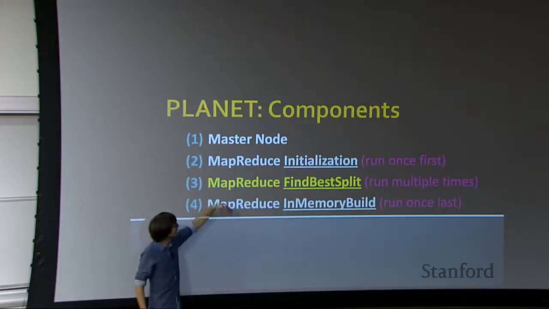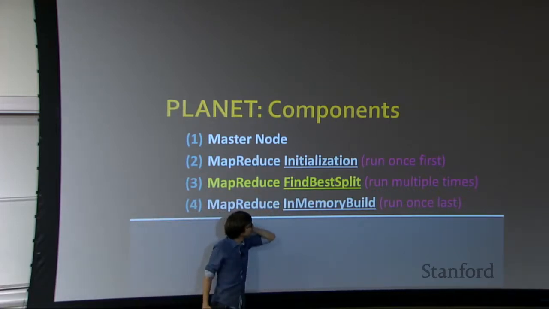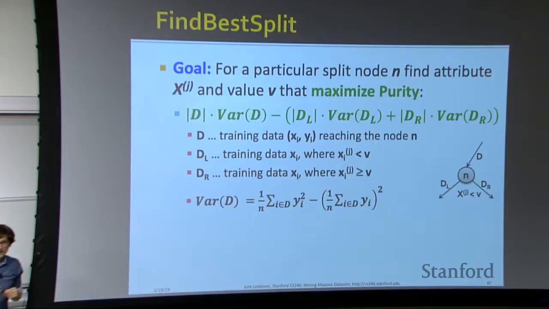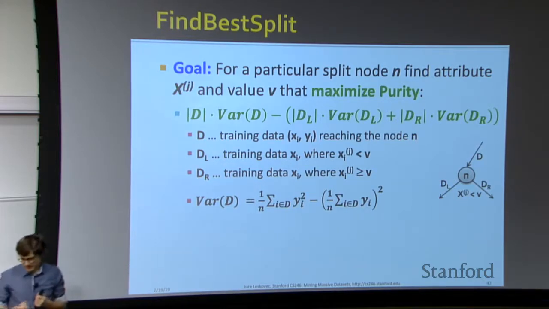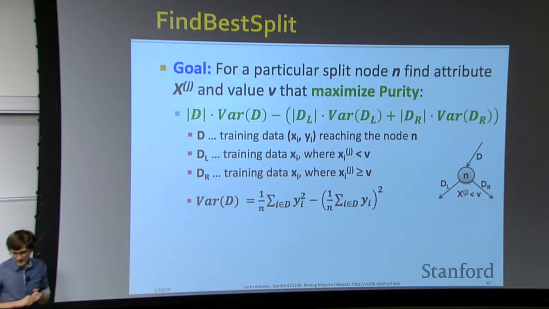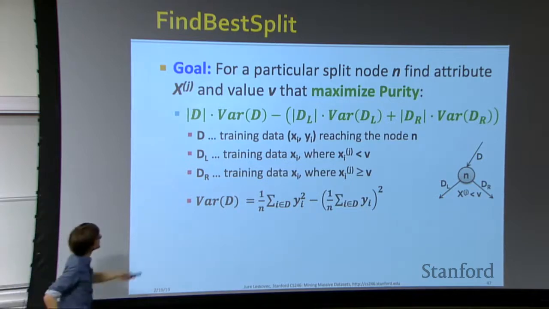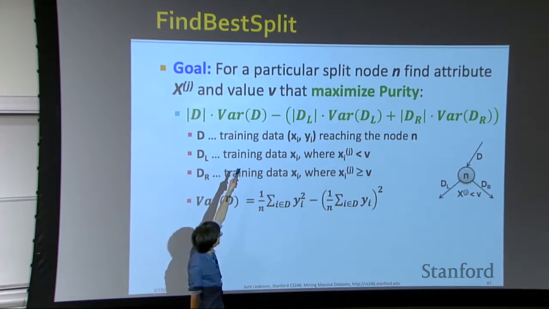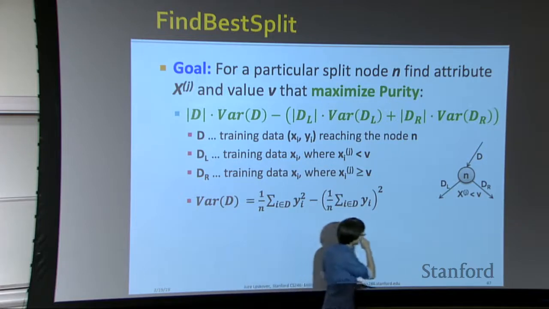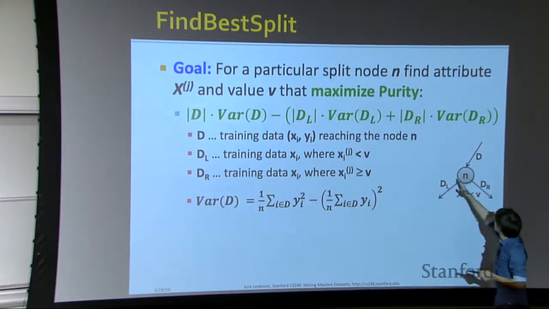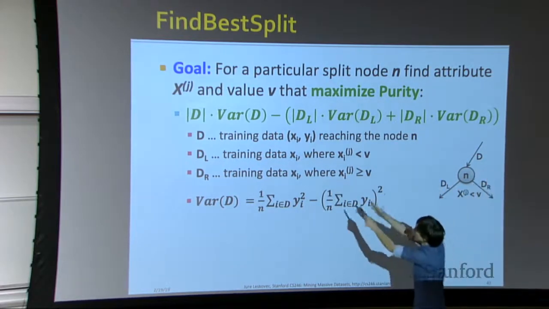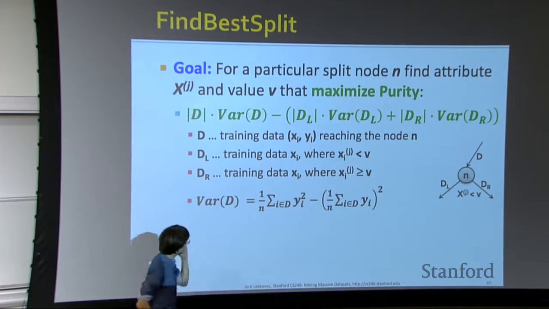Great. Now, number three, which is find best split. This is the procedure we'll run multiple times to generate one level of the tree, right? And here is the idea. We are given a particular split candidate for a given node, and we want to find out which split candidate maximizes purity. We defined this purity before, right? We said this is the variance in y of the data coming into the node, like I have pictured here. After we apply this particular candidate split, some data goes to the left, some data goes to the right. There is the amount of variance on the left, the amount of variance on the right, and I want the difference between the two to be as high as possible.